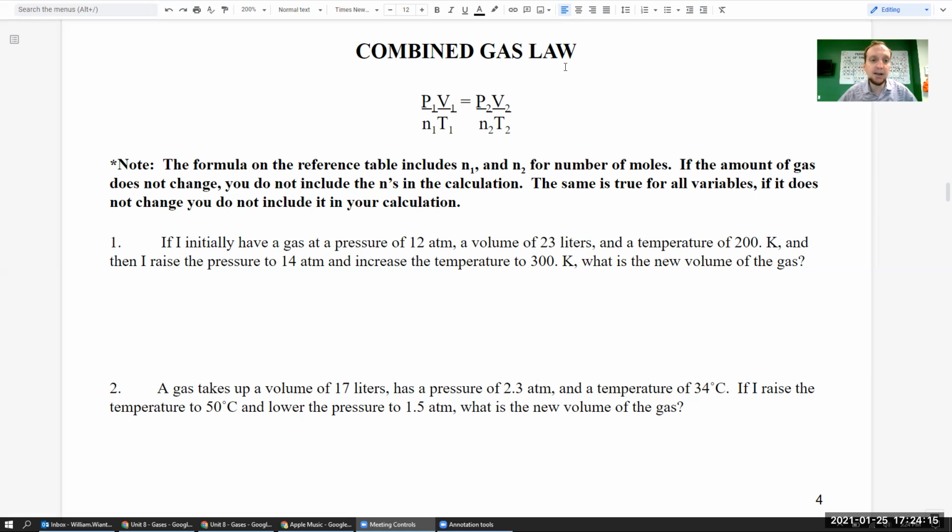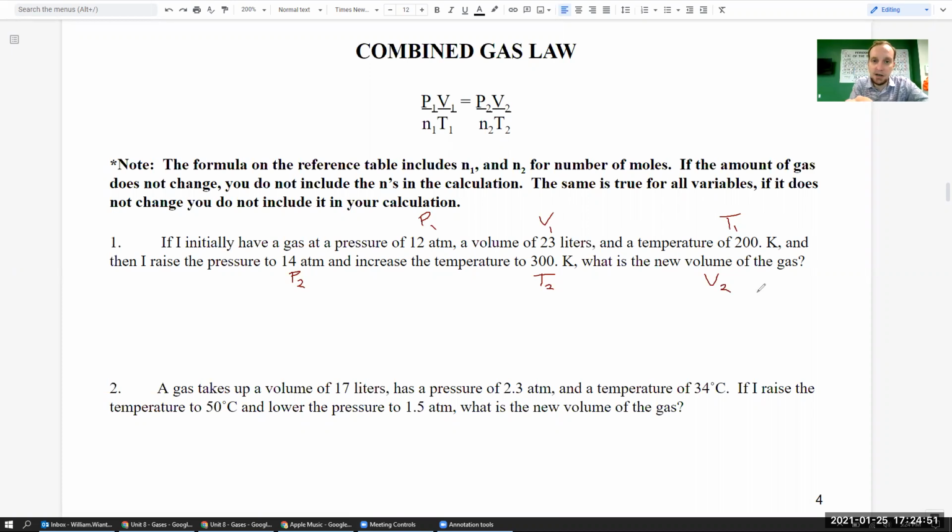So number one, it says, if I initially have a gas at a pressure of, okay, notice, initially have a gas at a pressure, so that means this is going to be my P1, and a volume of this, that's my V1, and a temperature of this, that's my T1, notice it's in Kelvin. And then I raise, so now we're going to the twos. Now we're changing things. I raise the pressure to 14 atm and increase the temperature to this many Kelvin. What is the new volume? So we're looking for V2.